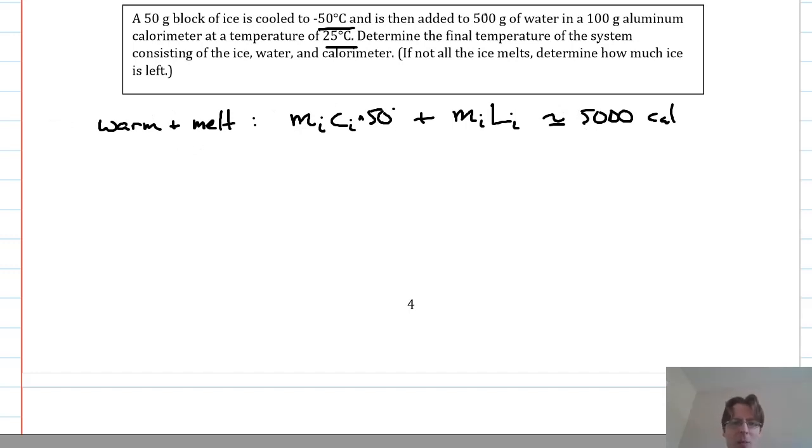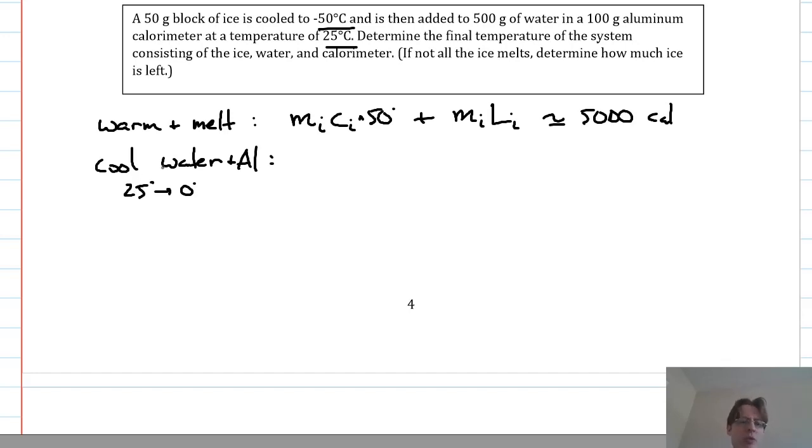Now, how much heat is there in the water and the aluminum? Because if there's more than enough, more than 5,000, then not only is it going to melt the ice, but it's going to warm up the melted ice water above 0. So let's just check that. The heat that's involved in cooling the water and the aluminum from, let's say, 25 down to 0.